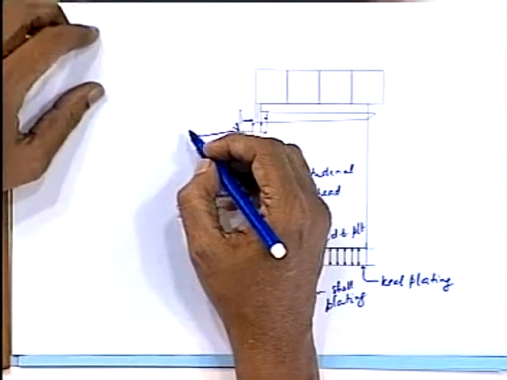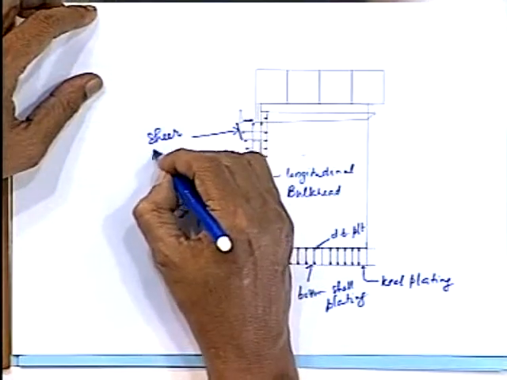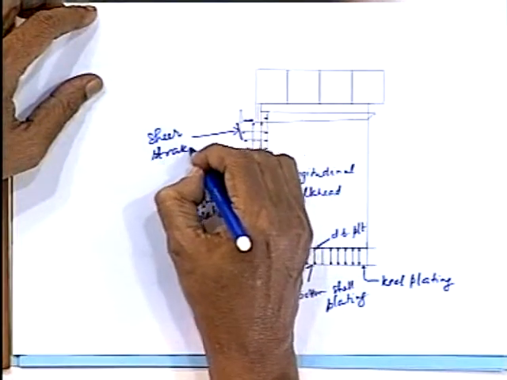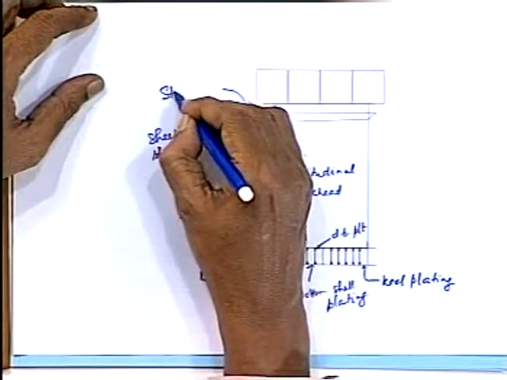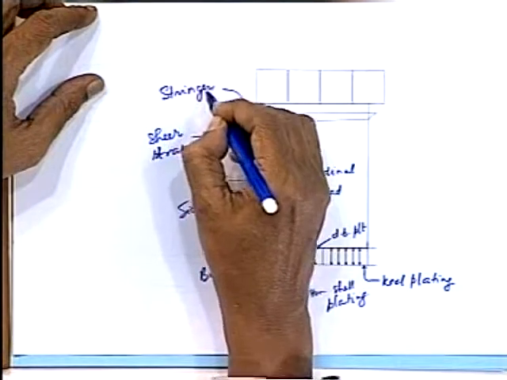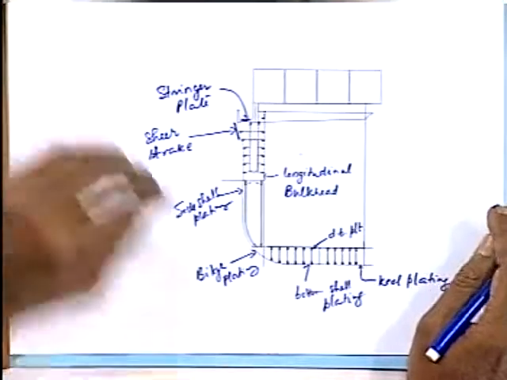Can you tell? Shear strake. And on the deck, stringer plate. Right.